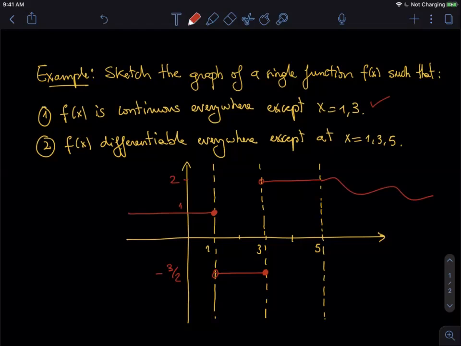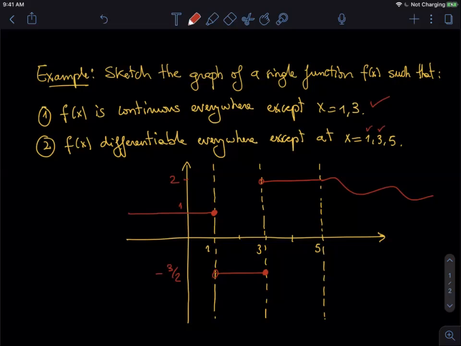Now, differentiable everywhere except 1, 3, and 5. So remember, a function being differentiable is better than being continuous. So if a function is not continuous, it's not differentiable for sure. We saw this in a previous video. So points x equals 1 and 3, those two are covered because the function is not even continuous, so it cannot be differentiable. Okay, so 1 and 3, those two are okay. Now 5, we need to make sure the function is clearly not differentiable at 5.